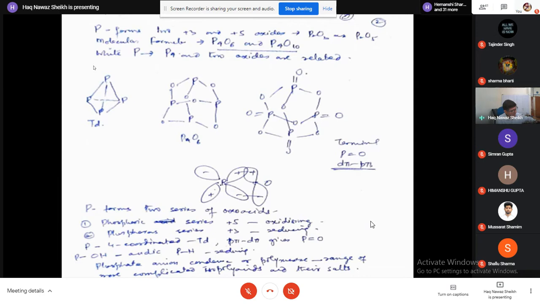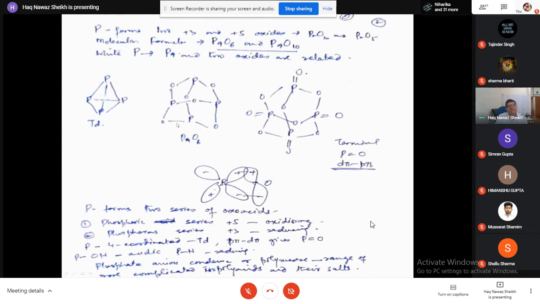And as we know, the tetrahedron has 6 edges and 4 triangular faces. So here there are the 6: 1 edge, 2, then 3, then 4th, 5th, and 6th edge. So there are 6 edges in the tetrahedron, and in phosphorus trioxide, each edge has now an oxygen as the bridging group. So there are 6 edges, therefore, there will be 6 oxygen atoms, P4O6. So 1 oxygen, 2 oxygen, 3, 4, 5, and 6.